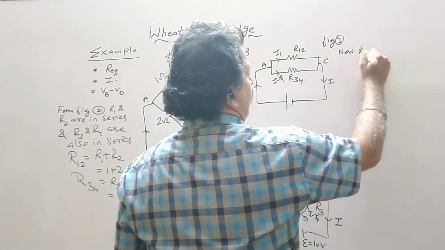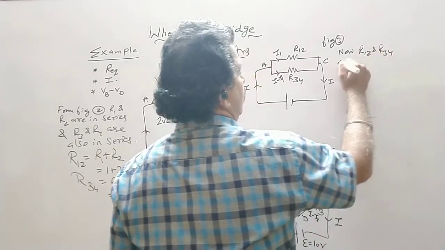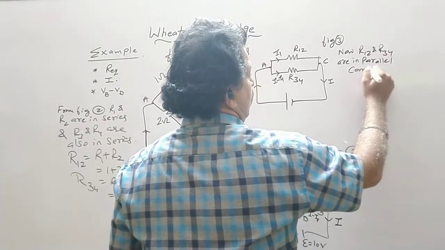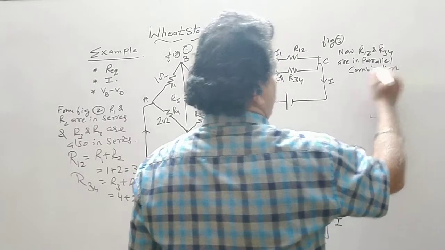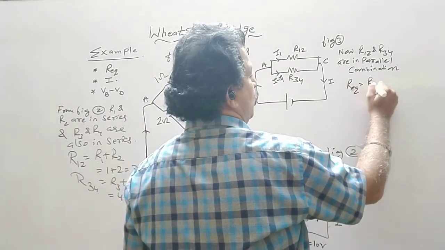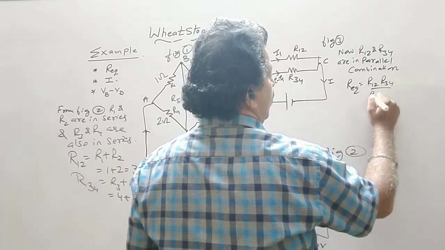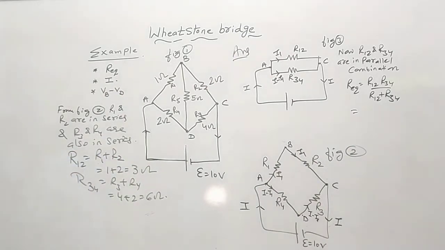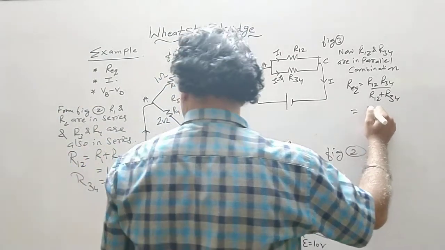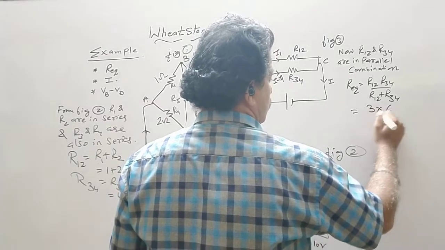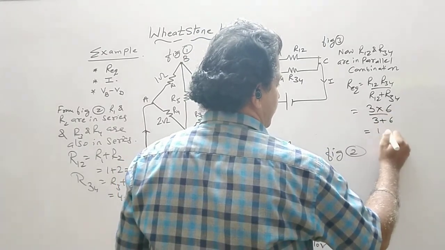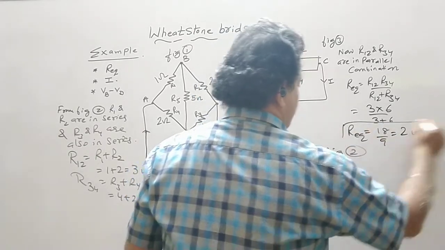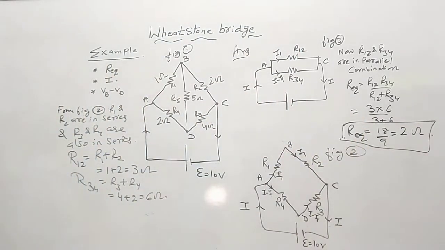Now R12 and R34 are in parallel combination. So R equivalent is equal to R12 R34 upon R12 plus R34. So we apply this parallel combination formula. It becomes 3 into 6 upon 3 plus 6, that is 18 upon 9. So 2 ohm is the equivalent resistance. So this is the first part.